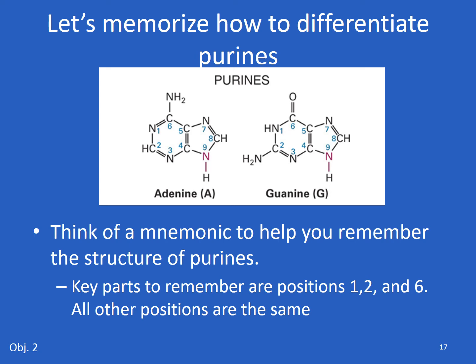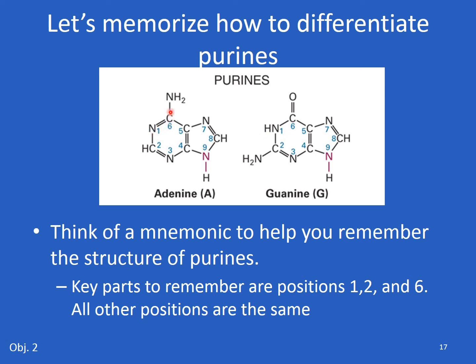So if we look at the numbering here, starting with position 1, 2, 3, 4, 5, 6, you'll see that the only positions that differ between adenine and guanine, the purines, are positions 1, 2, and 6. So on adenine, this carbon doesn't have any substituents other than hydrogen, whereas on guanine, we have an amino group right here. At position 1, this nitrogen has a double bond to position 6 on adenine, whereas it's just a free amino group in guanine.